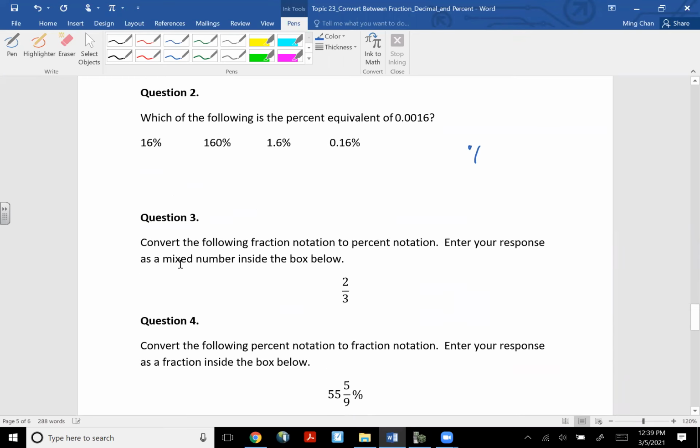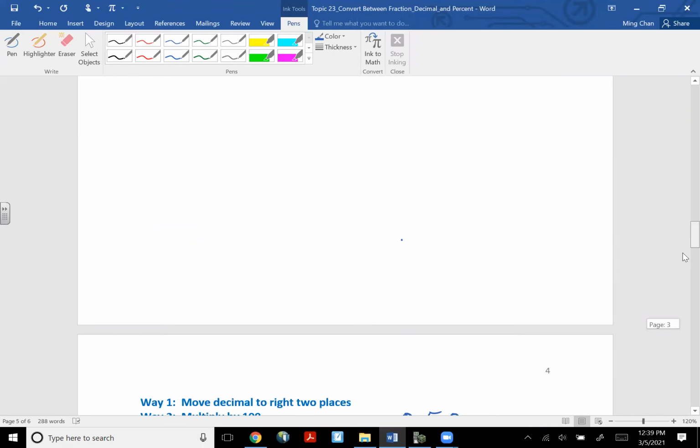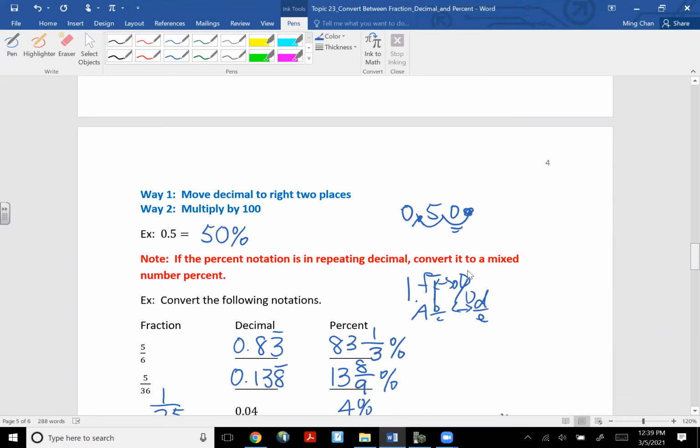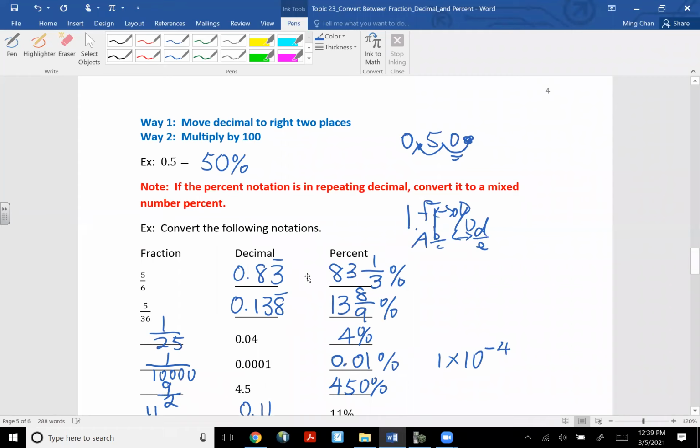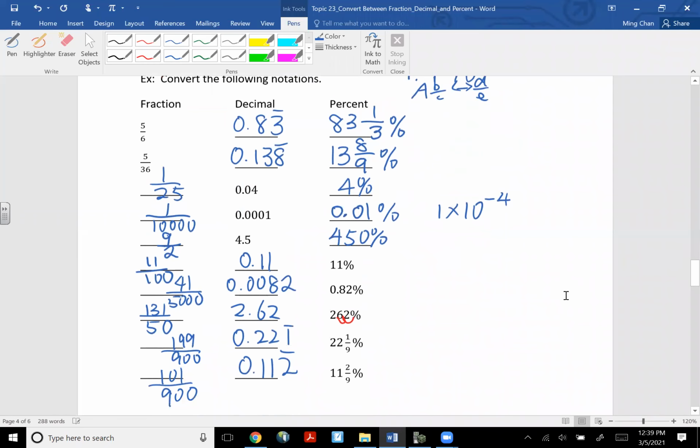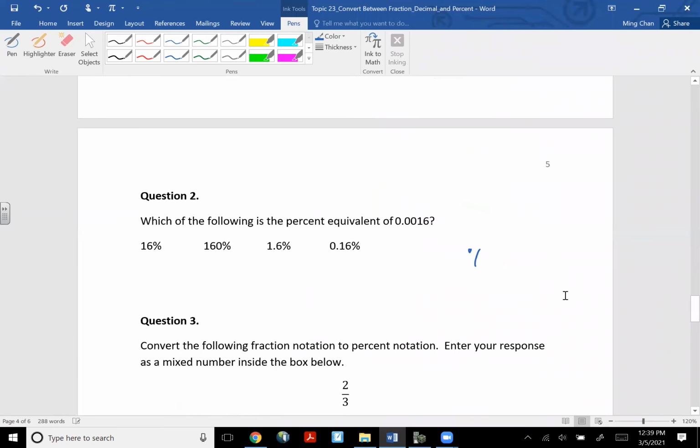Okay, make your choice. Convert the following fraction notation into a percent notation. You start out with 2 over 3. So do these problems similar to these right here, like the 5 over 6. Divide, get the decimal answer, and from the decimal answer times 100 in your calculator, and then tell me what the mixed number answer is.